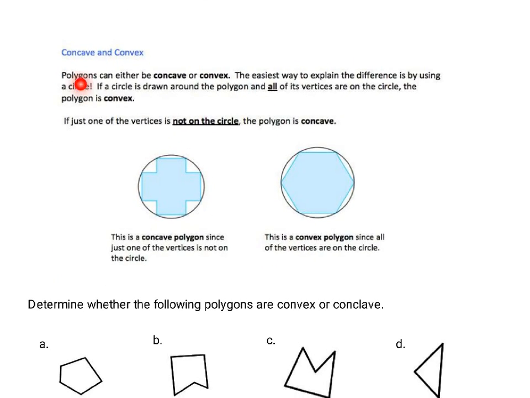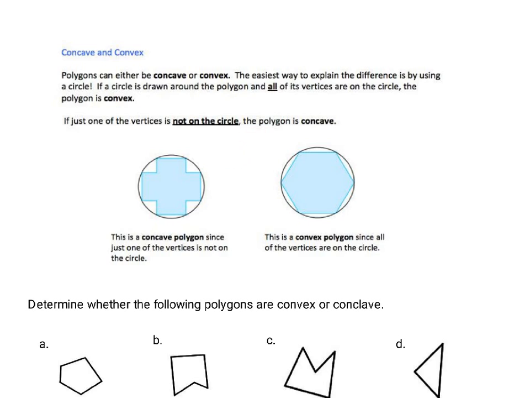Now let's talk about concave and convex. Polygons can be either concave or convex. You kind of already hit on what convex looks like. The easiest way to explain the difference is basically by drawing a circle. If a circle is drawn around the polygon and all of its vertices are on the circle, then it's simply convex. If just one of the vertices, that's all it takes, is not on the circle, then that polygon is concave.